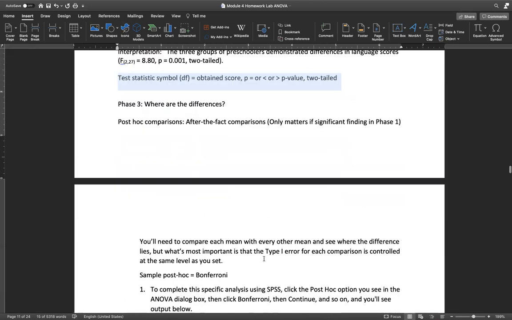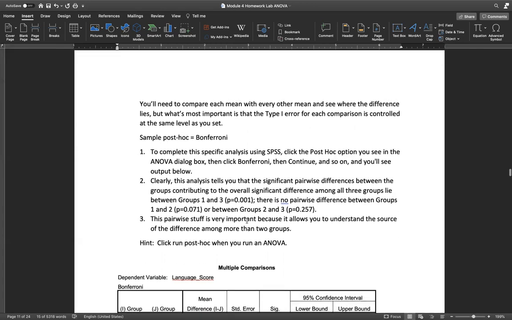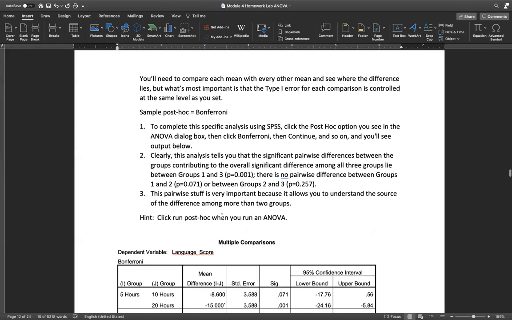Okay, so now let's look at post hoc. For this particular example, we're going to do a Bonferroni, but there's different ones. There's Tukey, there's LSD. You can choose any of them, but for this one I'm going to run a Bonferroni. You'll see that you don't really get much difference if you run multiple ones. I find it helpful to just click to run the post hoc when I run my ANOVA.